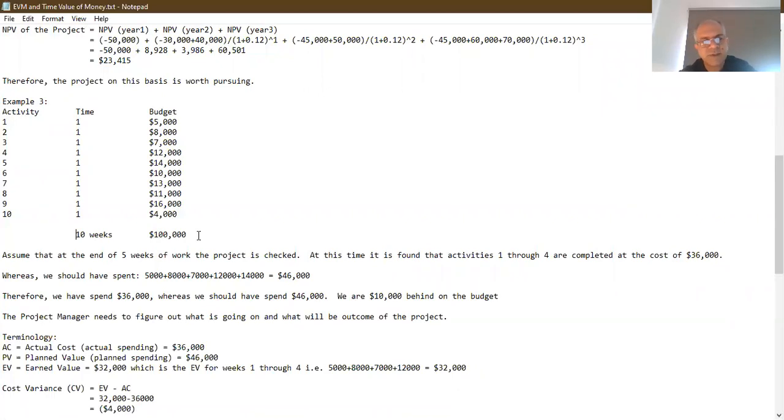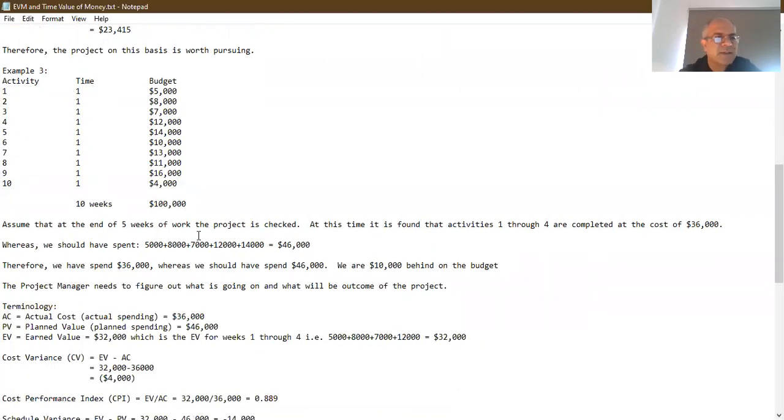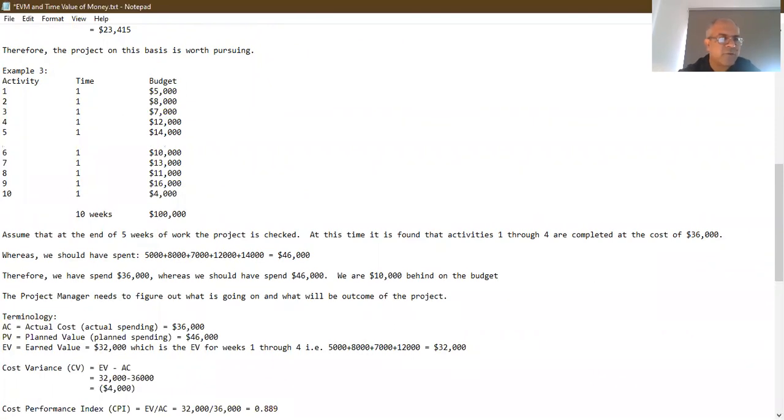Now, let's do something interesting here. Let's assume that at the end of week five, right here, we check to see what has happened, right? So the entire project hasn't finished. We have decided to check somewhere around the middle marker of this project to see what has gone on, right? So what we find is that we check at the end of week five, and we find that only activities 1 through 4 have been completed, right?